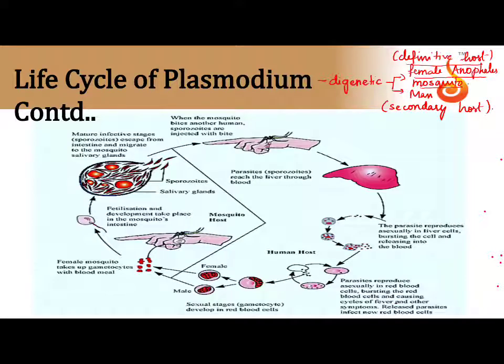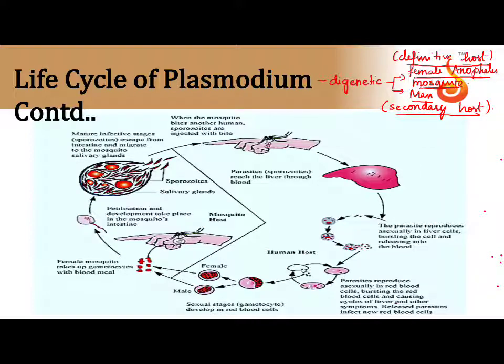Plasmodium is a digenetic organism. It requires two hosts to complete its life cycle. One being the definitive host, or the primary host, is the female Anopheles mosquito. The second is the secondary host, or the man.